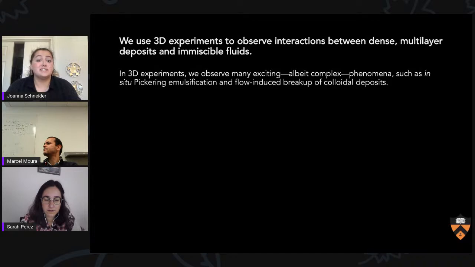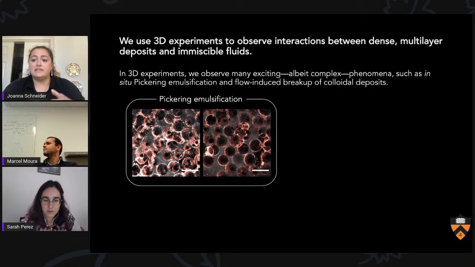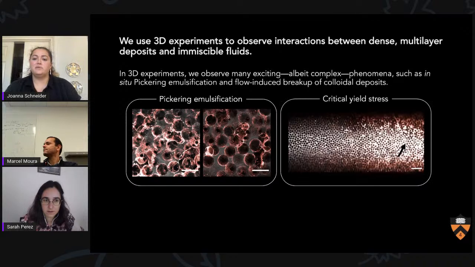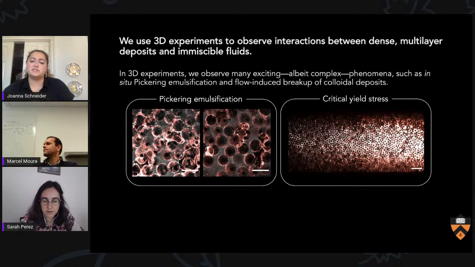And so some examples of these complexities include this in situ Pickering emulsification, where we see these oil droplets get stabilized by colloidal particles as they flow and they break up and they get trapped there. Another complexity that we see is that as the fluid is traveling through the porous medium, it often has to break through some critical deposit or some critical yield stress in order to percolate through the medium. And so while these are really important complexities to be able to observe, it makes decoupling the physical phenomena that are going on really challenging.